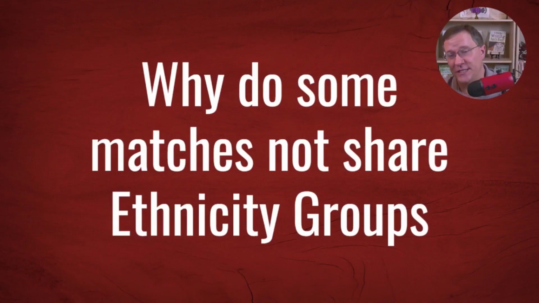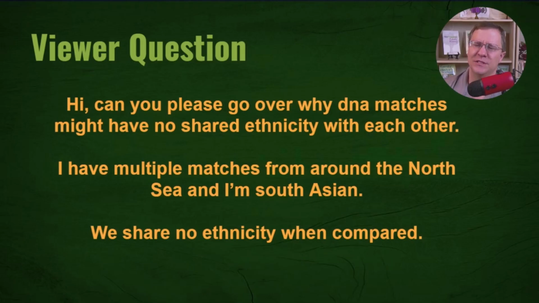So today's question: why do some matches not share ethnicity groups? Now this was, again, from a viewer question in one of the videos. And here's what the person said. "Hi, can you please go over why DNA matches might have no shared ethnicity with each other?" You might think, hey, this is a little odd. We share DNA, but we don't share any ethnicity. But they're calculating ethnicity from DNA, so how is that possible?